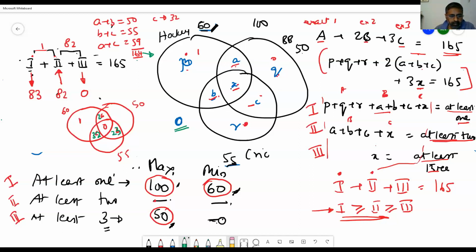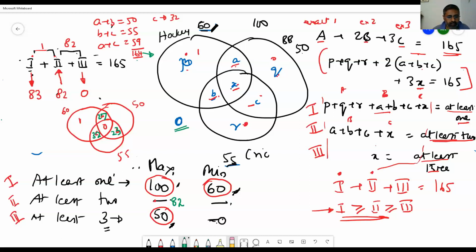27. Right? Is that okay? So this is going to be your largest value, at least 2. The largest value is going to be 82. Is this okay? Now, what is going to be the minimum value for this?